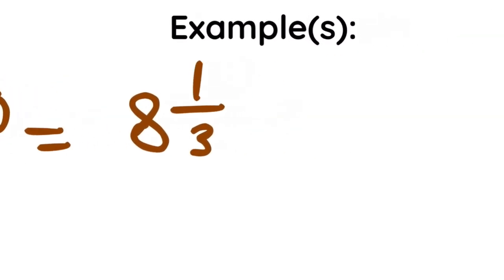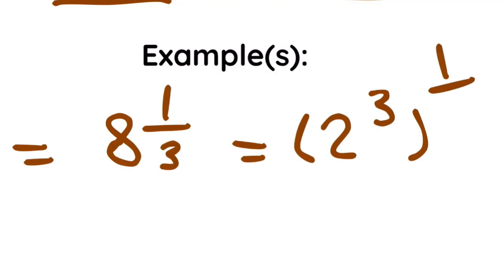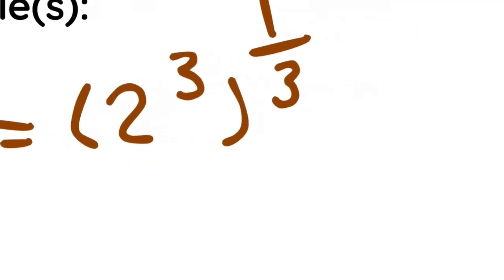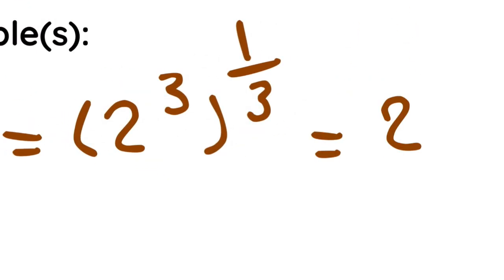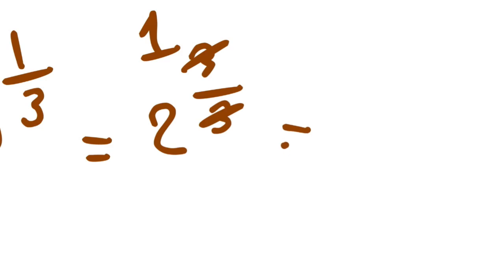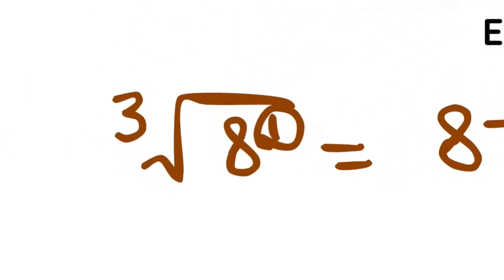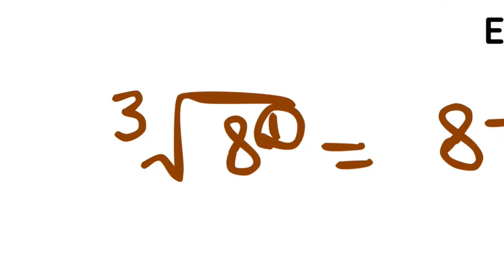If I had to simplify it, I would say 2 to the power of 3, which is 8, right? To the power of 1 divided by 3, which will be 2 to the power of 3 divided by 3, which will be 1. So our answer is 2. And this is correct because when we go to the first part of the operation, it's the third root of 8, and the third root of 8 is equal to 2.